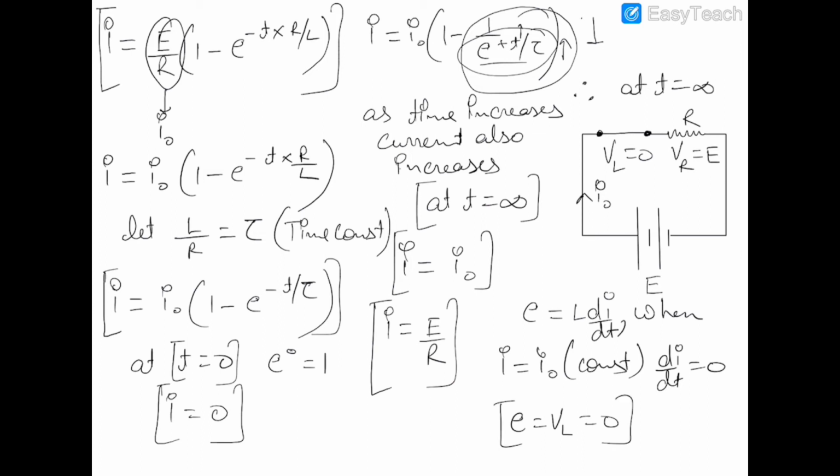So at t is equal to infinity, the inductor would be short circuited and the resistance would have the complete voltage of the cell, and current would be flowing to its highest value and its peak value. So this was the analysis, and I would also draw the growth graph of this circuit.